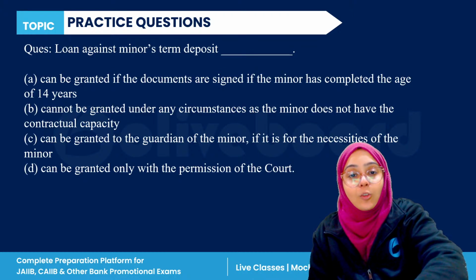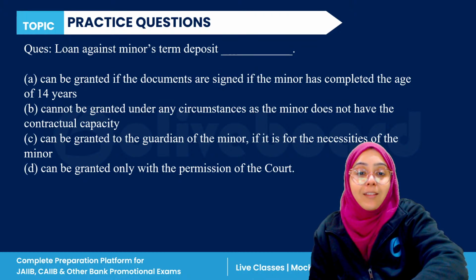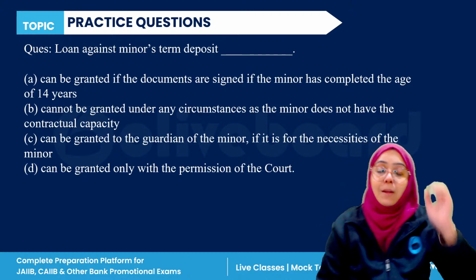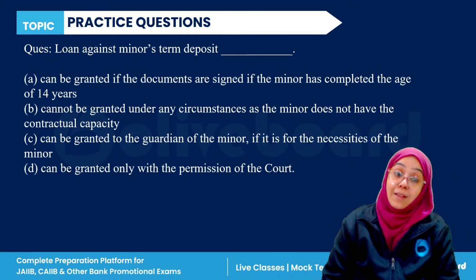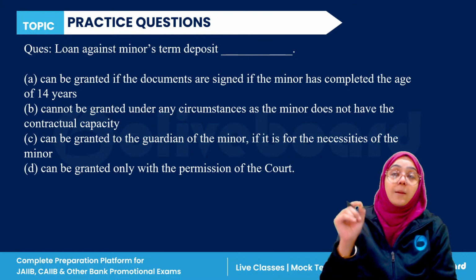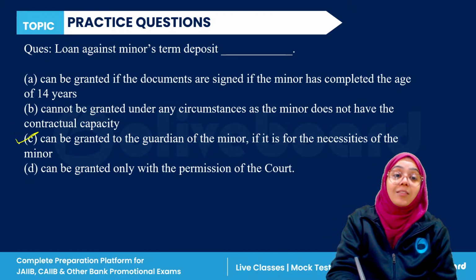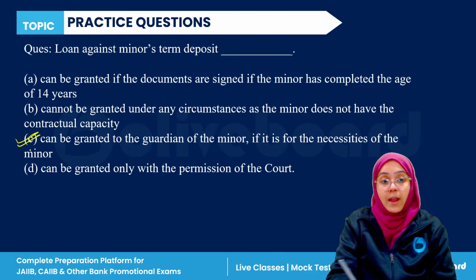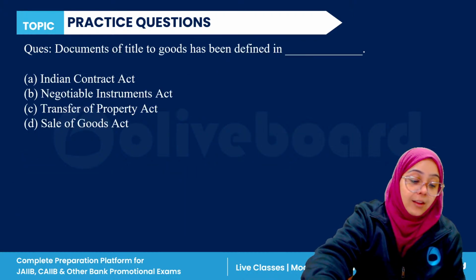Very easy. So, yes, a loan against a minor's term deposit is given if it is granted for the necessities of the minor. So C is the correct answer here.